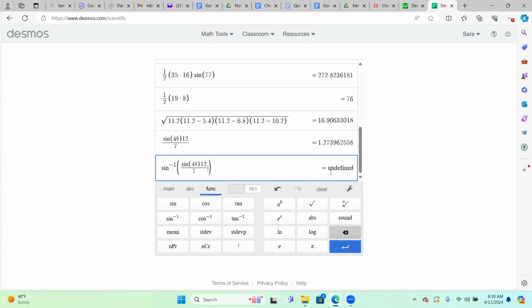And so we can't define sine. Sine can't be bigger than 1. And so there is no solution to this one. This is one of those triangles where there's no solution.